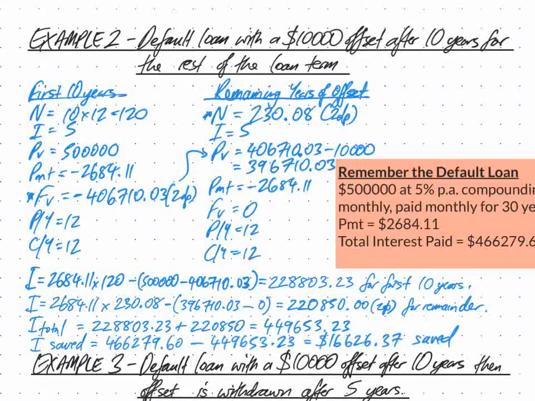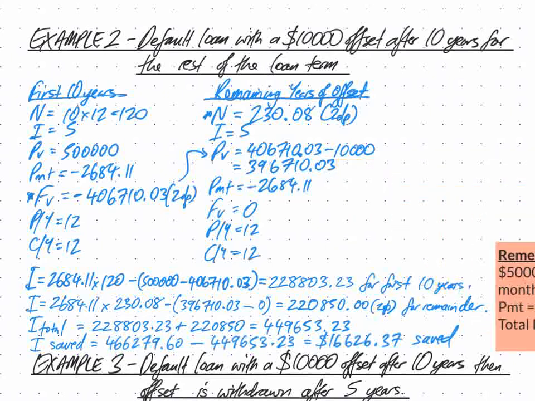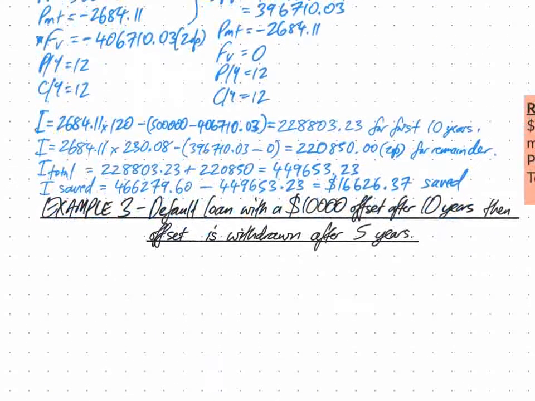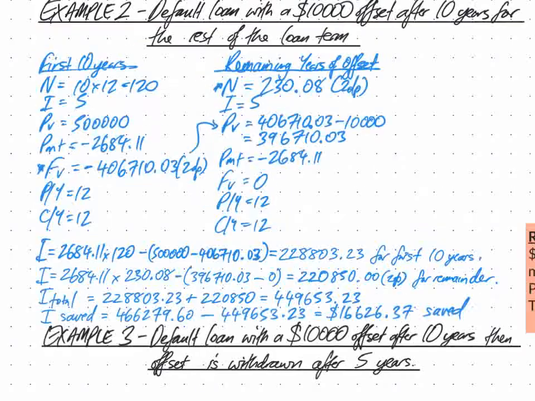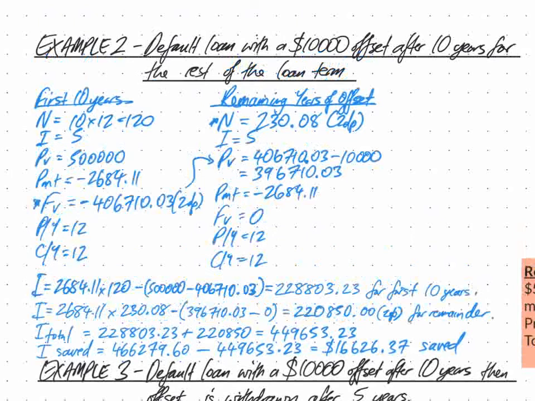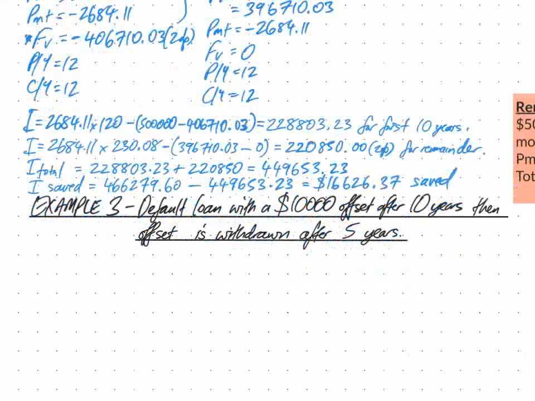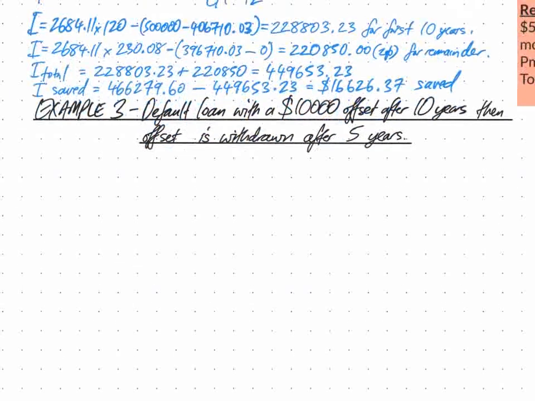So it saves more than 10 grand by doing that offset. Why? Because I kept it in for more than half of the loan period. So it does save. You didn't lose that 10 grand. You could have withdrawn it whenever you wanted. So that's how you deal with an offset partway into the loan, but kept in for the rest of the time. So now this is the big one. If you thought those were big, this is the biggest.